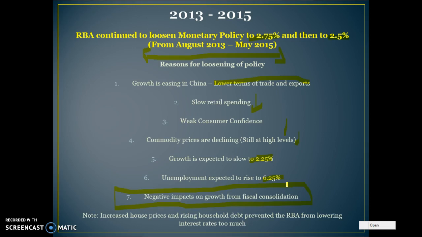Just be mindful, during this time there were also record house prices, and household debt was increasing significantly. So that's why the RBA didn't act too swiftly to lower the cash rate by too much. They lowered it by 25 basis points, but because of high levels of household debt and record housing prices, they didn't want to stimulate spending on houses too much.